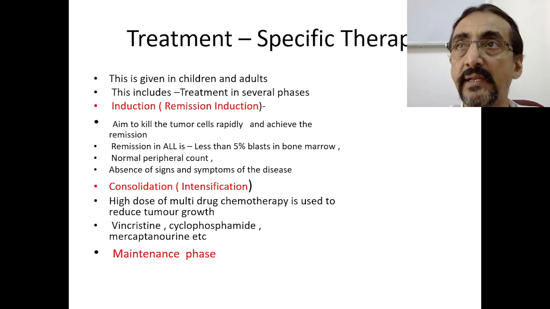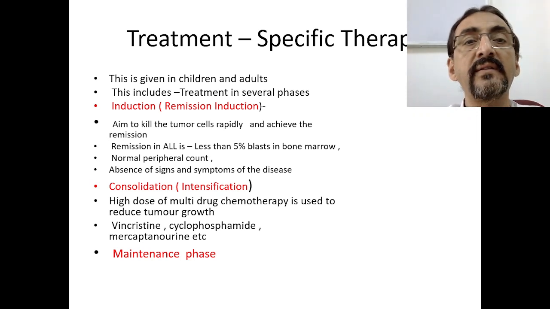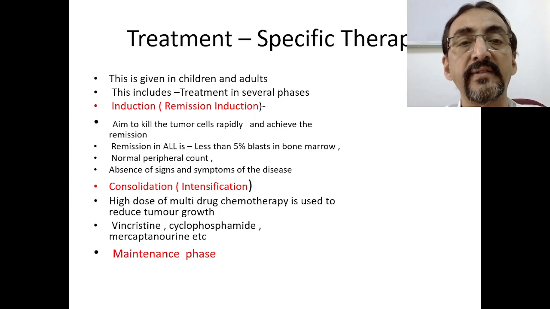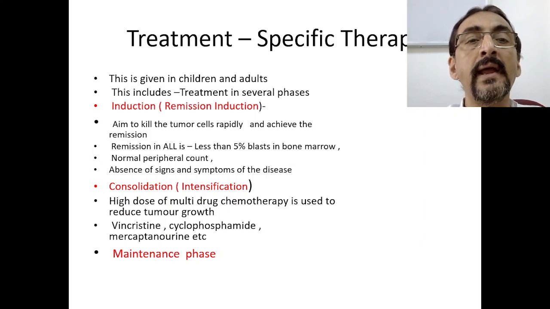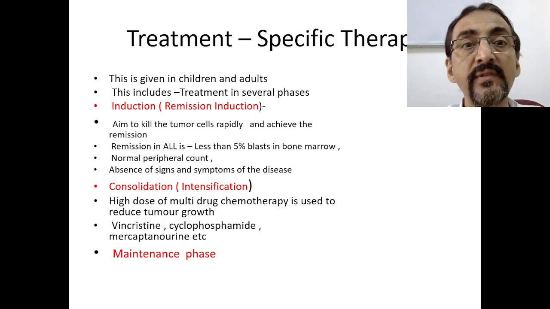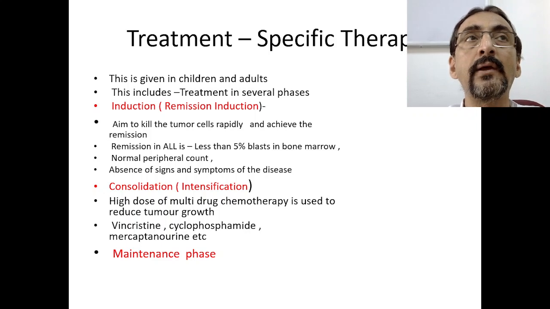Coming to the specific therapy, this is given in children and adults. This includes treatment in several phases. First is induction, then consolidation, then maintenance phase. Like this, 3 phases will be there. Induction phase, remission induction. The aim of this phase is to kill the tumor cells which are rapidly growing and we have to achieve remission.